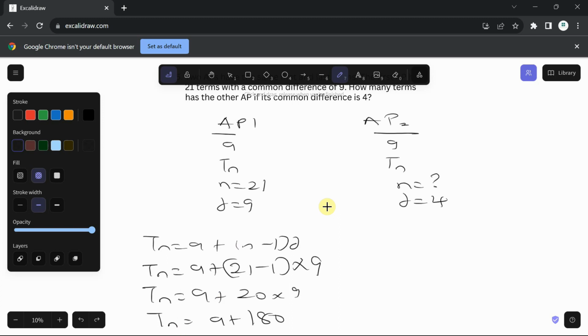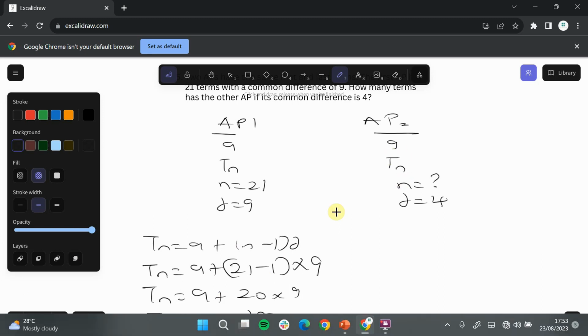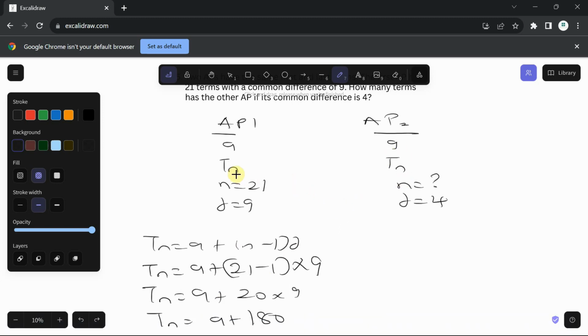You also agree with me that this same Tn here will also be A plus 180, because the question says that they both have the same value of Tn, and then they also have the same value of A. So this A will be the same, and this Tn definitely will also be the same. Great. Now I want to find n in this case. So that means that in this question, the Tn here is A plus 180.